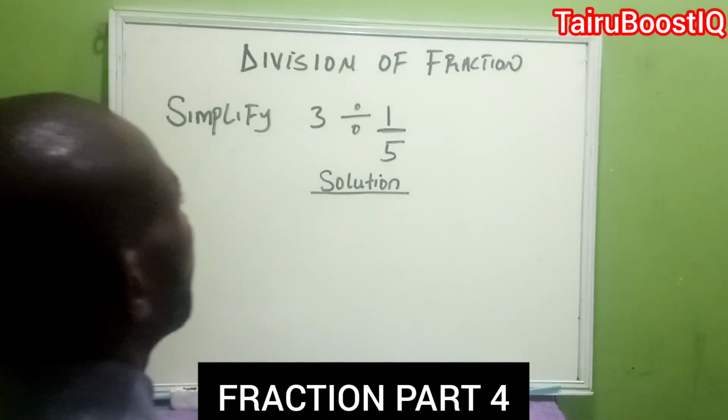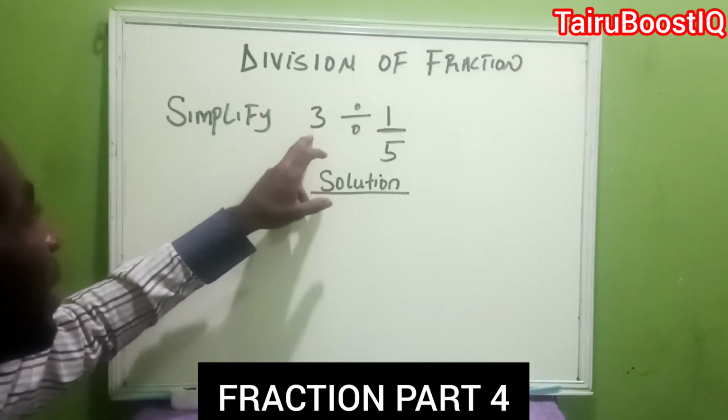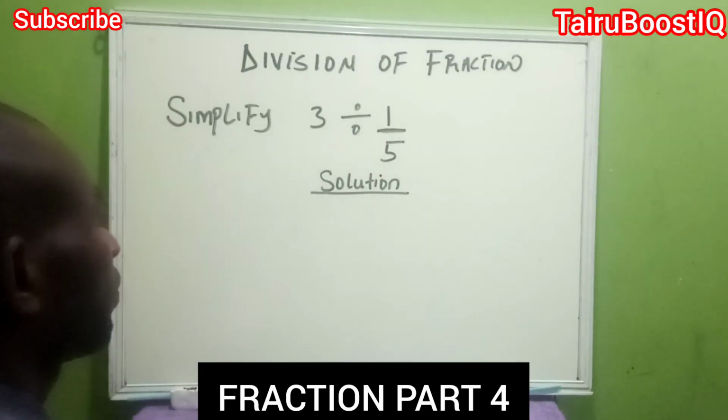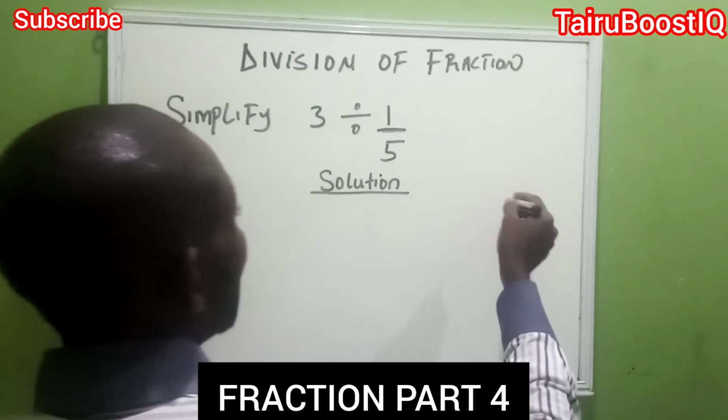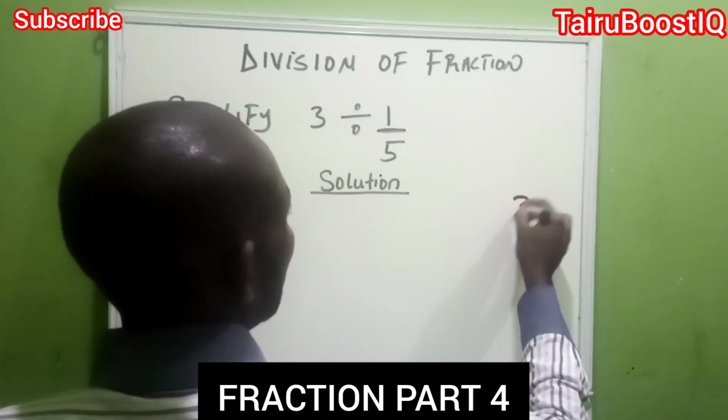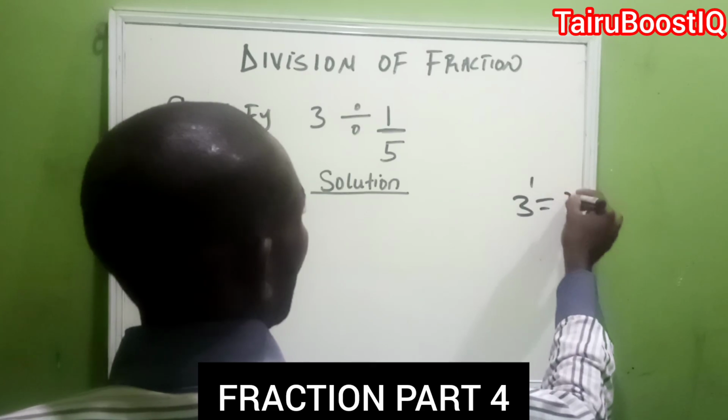We are still on division of fractions. Today we are going to simplify 3 divided by 1 all over 5. First of all, when a number is standing on its own, this 3 can be written as what? 3 raised to power 1. 3 raised to power 1 is still 3.